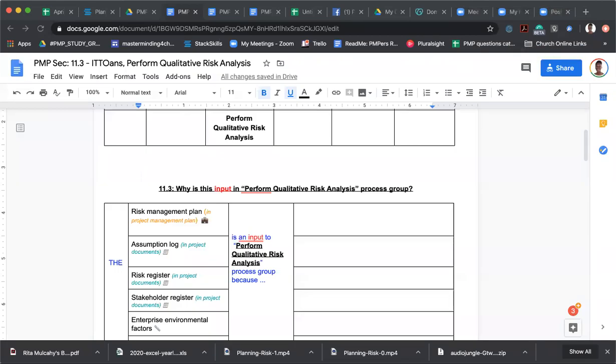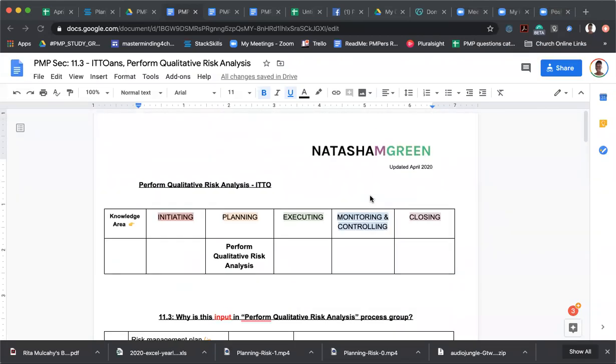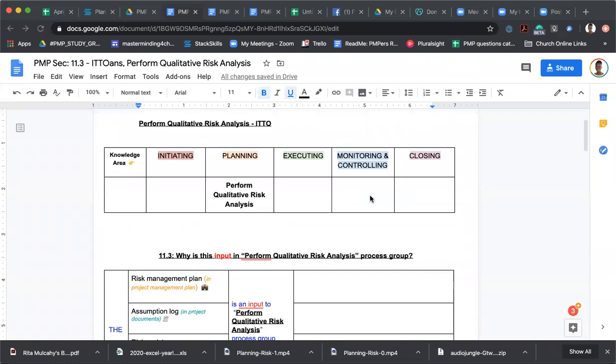Okay, so the same concept of these ITTO charts is that it doesn't have to be the whole textbook definition of something. It could be either an example of why you can remember that it is in the input or a TT or output, or it could just be a one word, right?